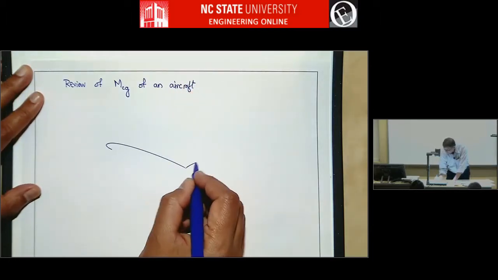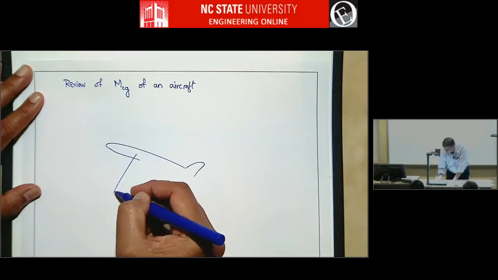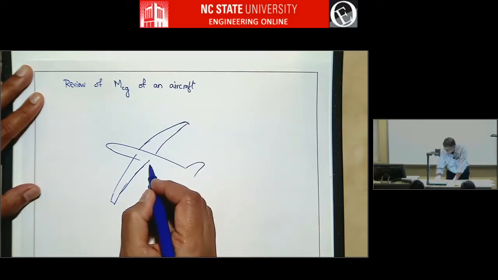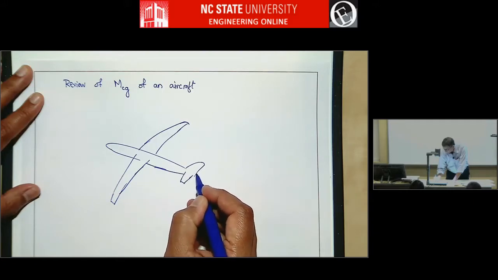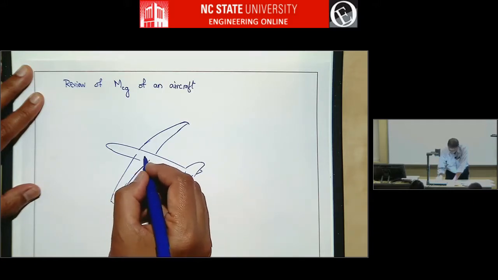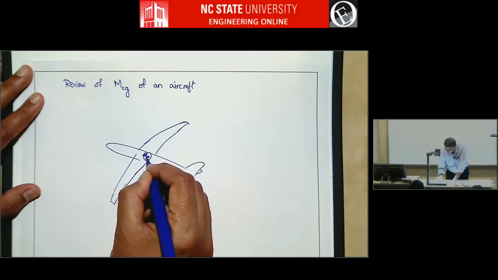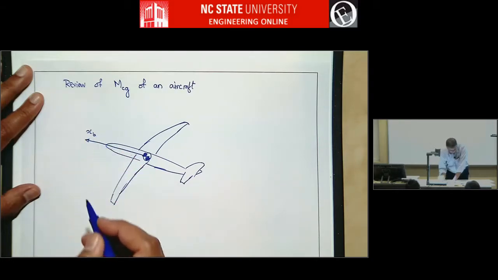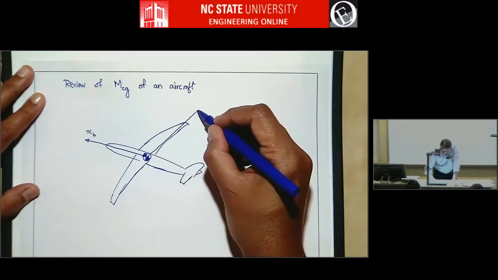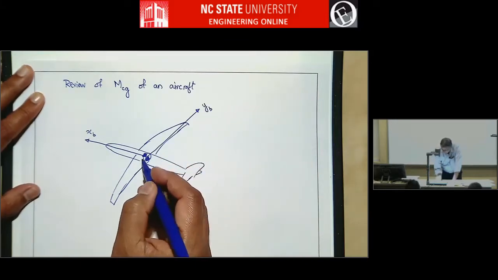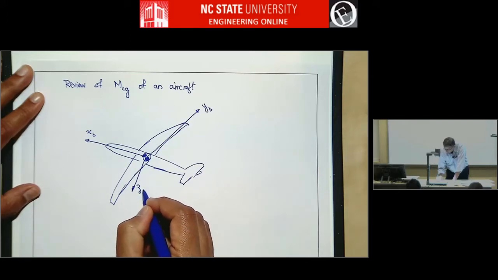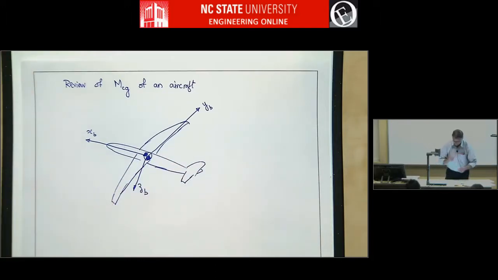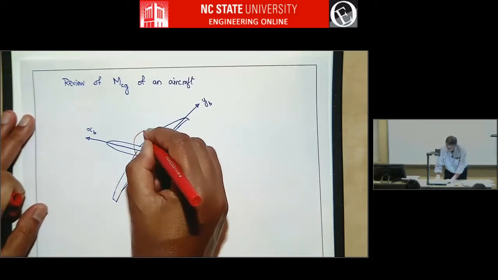Let me draw a generic aircraft. Let's say the CG is here, and we've seen this before. This is the x-axis along the body, so these are the body x, y, and z axes that I'm drawing. The y-axis goes to the right, and the z-axis goes to the floor of the airplane. What we are interested in is the pitching moment about the CG. So it is this pitching moment.